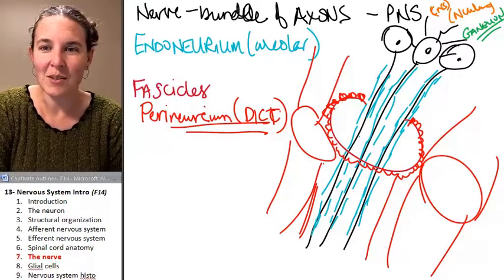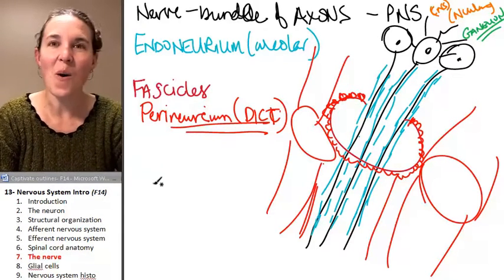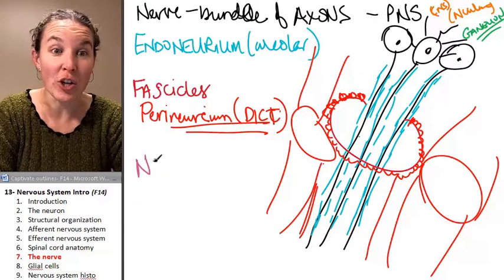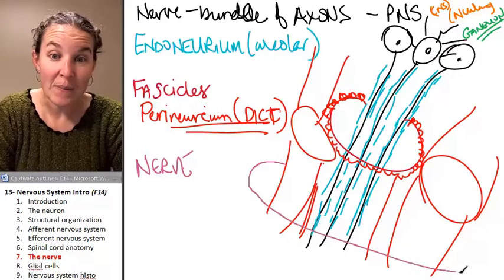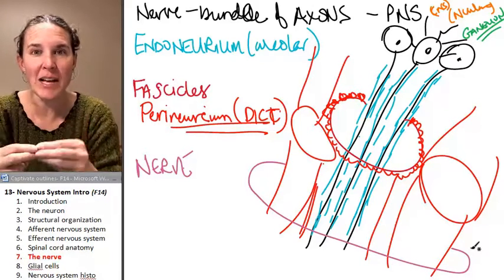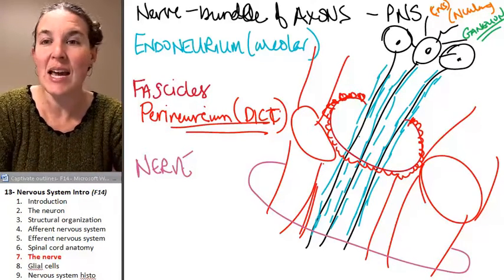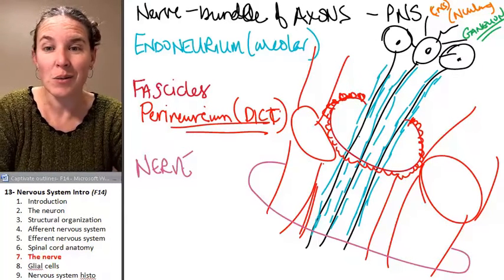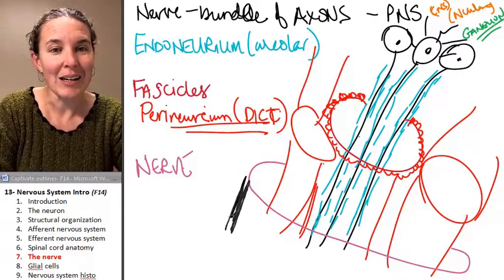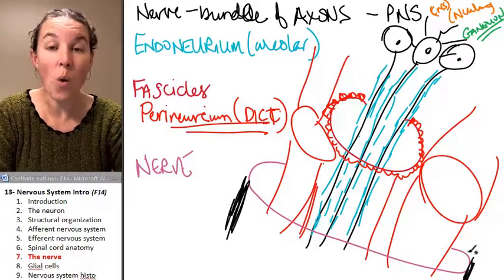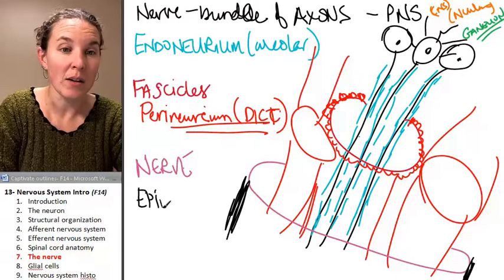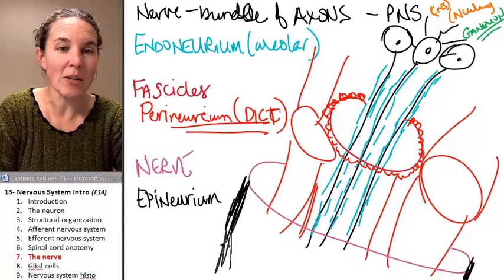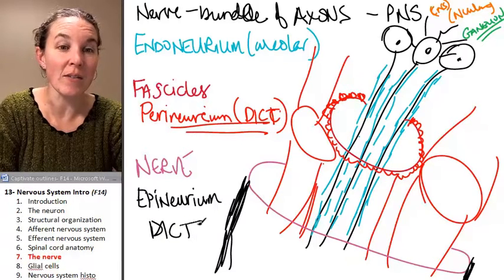Now we have a nerve. This whole thing is the nerve. It's a bunch of fascicles. Makes perfect sense. Guess what it's surrounded in? We'll do this in black. The whole nerve is surrounded in epineurium. And the epineurium is made out of dense, irregular connective tissue.